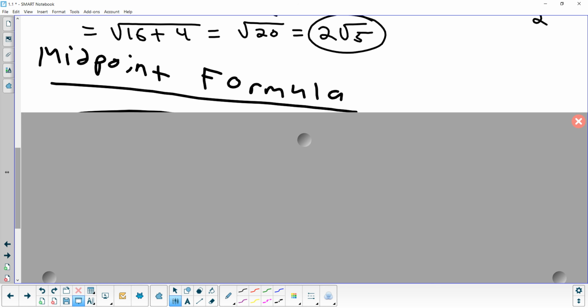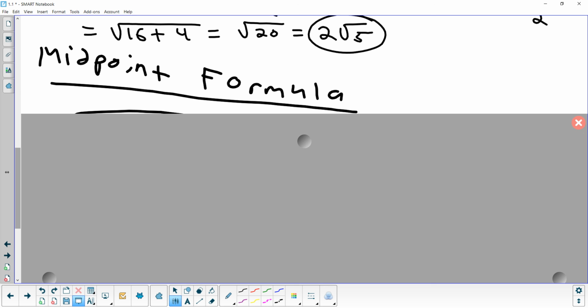Now, if you had 2 test scores, like a 75 and an 85, and I had to give you a grade for the term, what do we call the number that's in the middle? Like what would I give you? It would be your what of the 75 and 85? It's the average. That's exactly what the midpoint formula is.